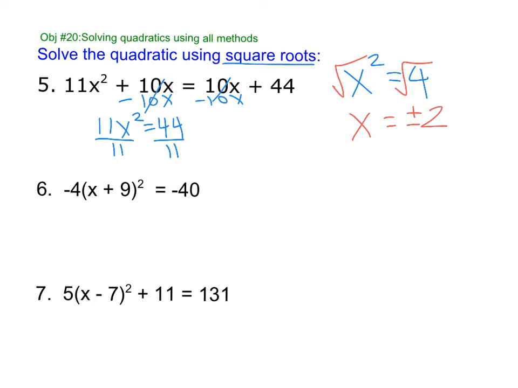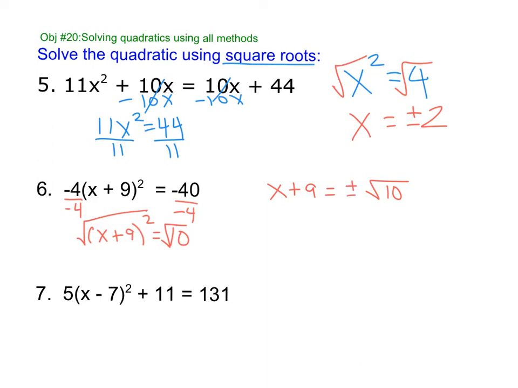Number 6. Again, if you haven't paused, pause and do these. Number 6, we have that number in front of our parentheses, so we're going to divide by it. So I get x plus 9 squared equals 10. My parentheses squared is by itself, so we take the square root of both sides, and I get x plus 9 equals root 10. But what do I put in front of the root 10? Plus or minus. And then the last step to get x by itself, we're going to subtract 9 on both sides. So x is negative 9 plus or minus root 10. Done. So that is my answer.